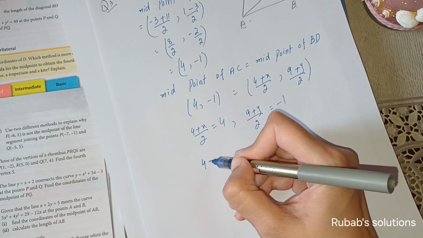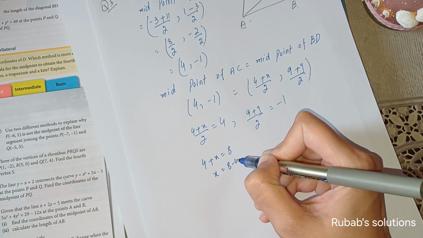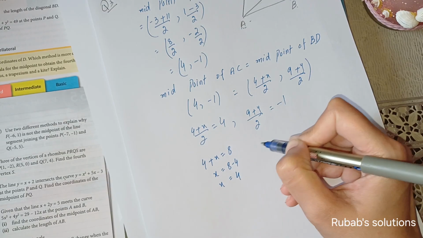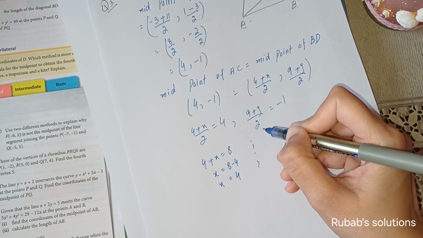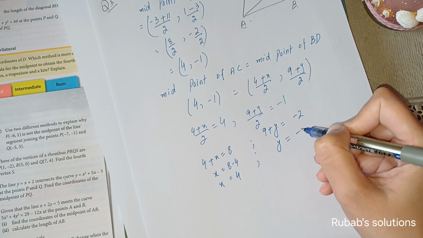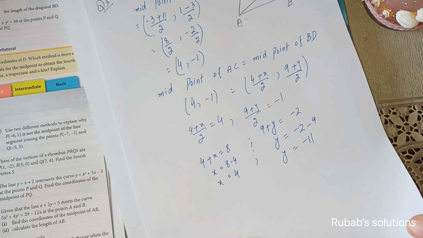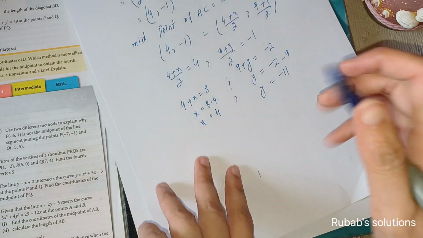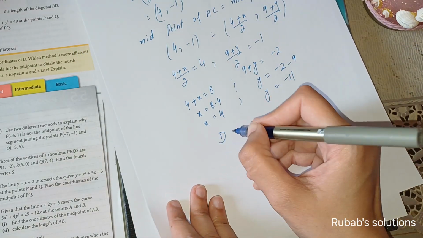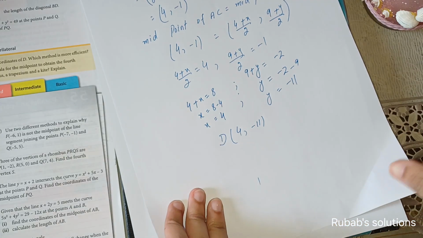From here it is 4 + x is equal to 8. x is equal to 8 - 4. x is equal to 4. From here it is 9 + y is equal to -2. y is equal to -2 - 9. y is equal to -11. So the fourth vertex, D, is (4, -11).